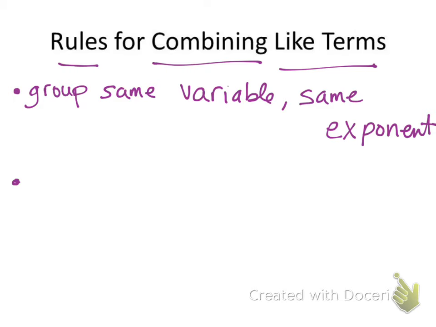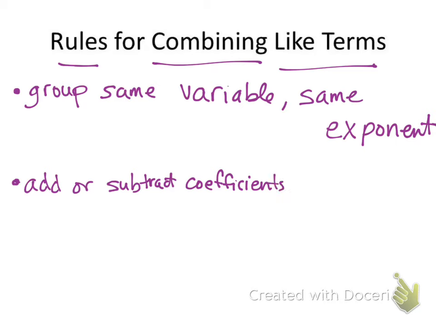Now, with the apples and oranges, what did I do with the number in front? Like the 3 oranges and the 1 orange. How did I get that to be 4 oranges? What did I do with the numbers? Added them. Yeah, so you're going to add or subtract. Here's a vocabulary word for you, the coefficients. Coefficients are the numbers in front.